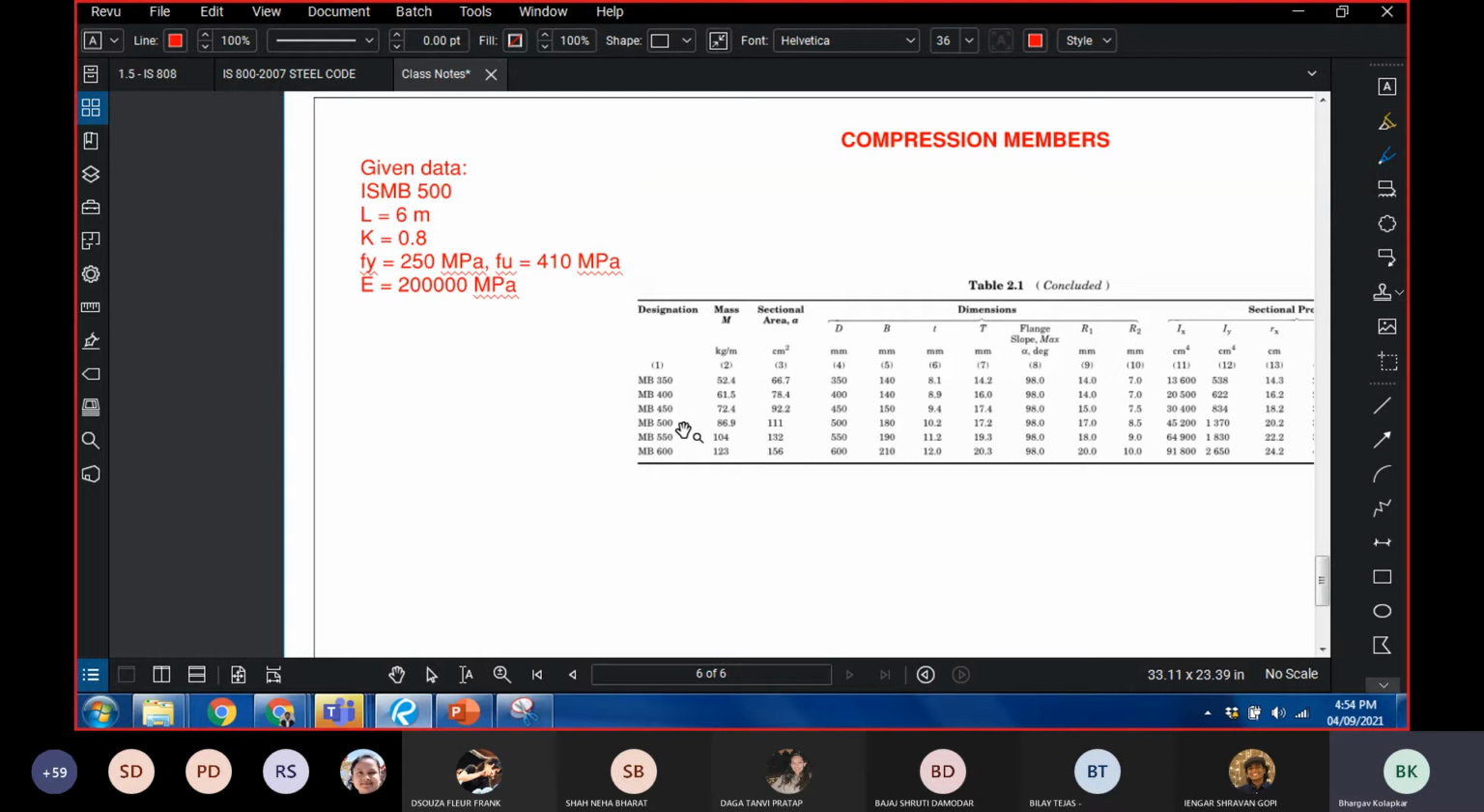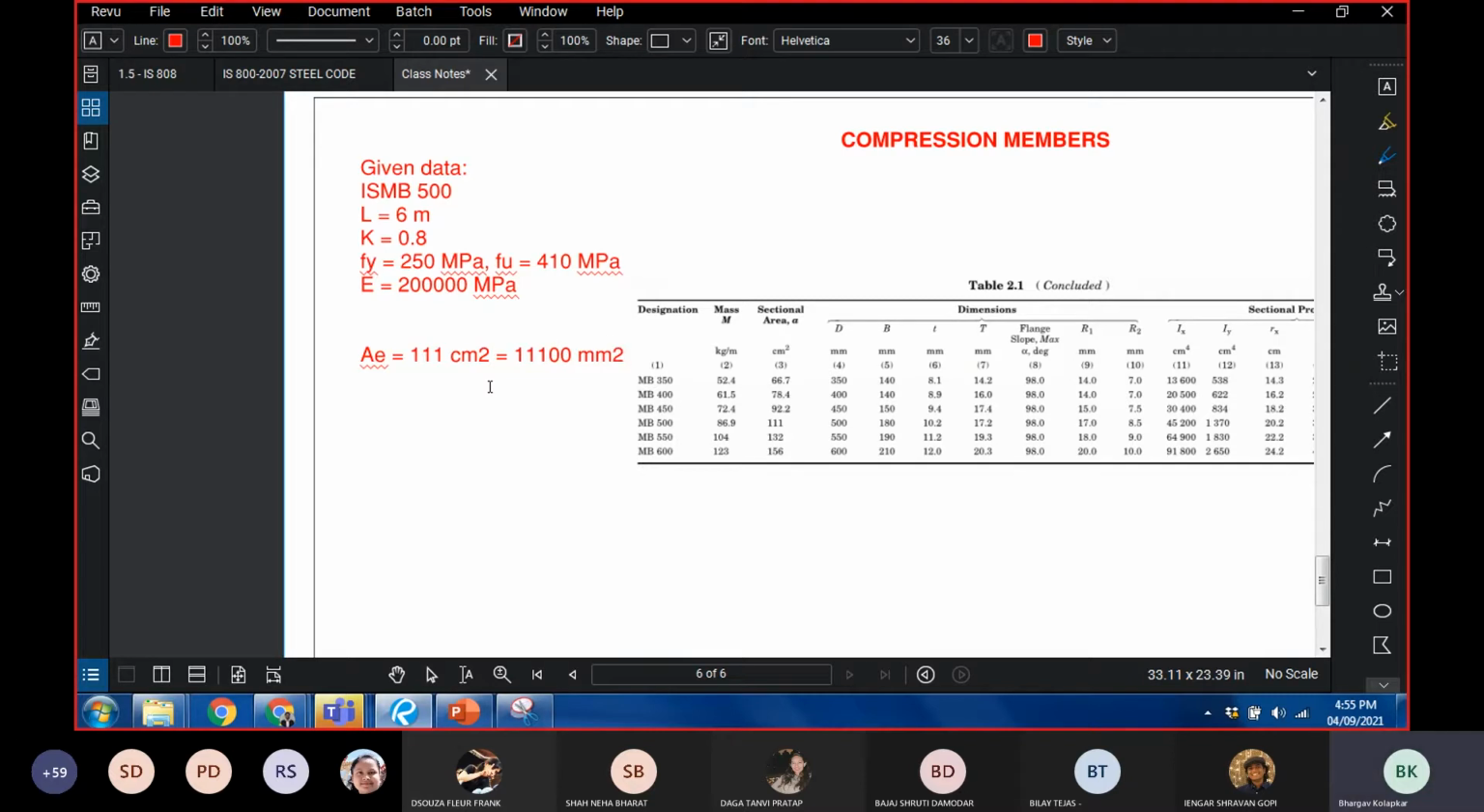So for ISMB 500, the first thing that we need is the cross-section area. ISMB 500 has a cross-section area of 111, but this is in centimeter square. Just remember this, 111 centimeter square. So the area of cross-section or the effective area is equal to 111 centimeter square, which is equal to 11100 mm square.